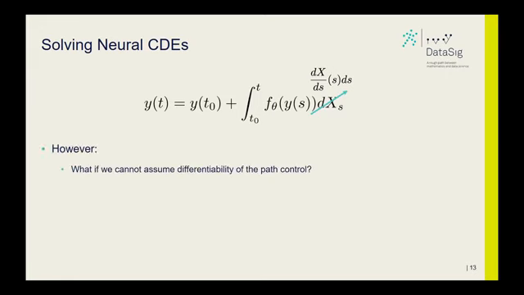However, there's a couple of situations when this might become unfeasible. So first of all, there are situations when it's not sensible or not possible to assume differentiability of the path control. And secondly, if we want to see every single one of these data points, then this requires evaluation of the derivative each time we see any data point. And so if we're going to have a very long time series, this requires a lot of evaluations of the derivative and a lot of computations with these integrals, which is very time consuming and very memory intensive.